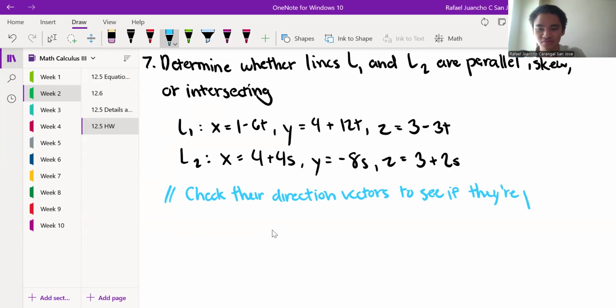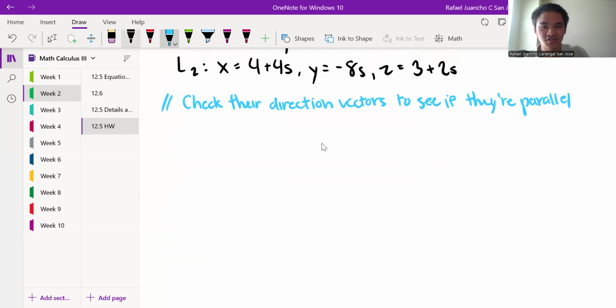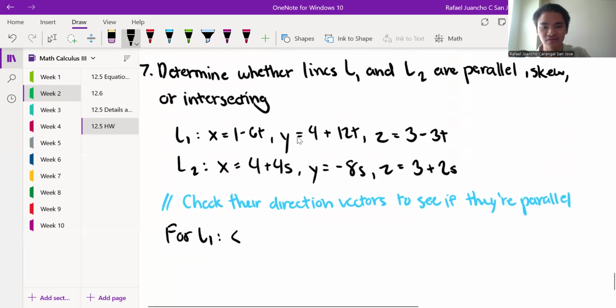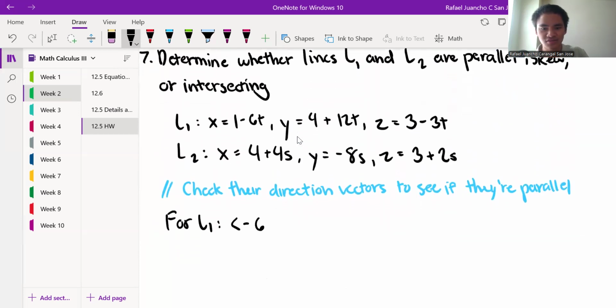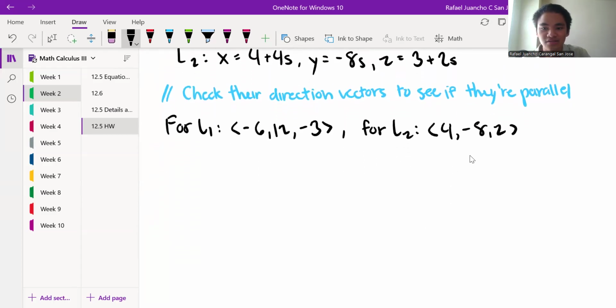To see if they are parallel, which is what we did before. So I'm just gonna say it directly. For L1, we have negative 6, 12, negative 3. For L2, we have 4, negative 8, 2. Now, are they parallel? Can't see it at first glance, so I'm gonna check myself. But it looks like they are, kind of.